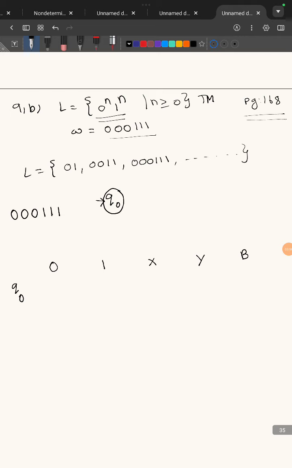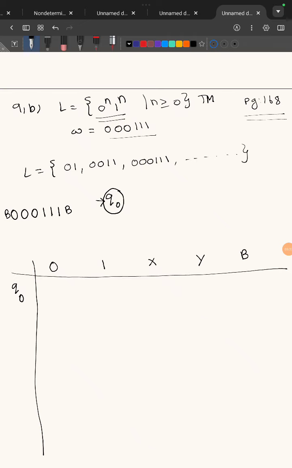After the 0 0 0 1 1 1, on both sides it will basically be blank only. So we will be including the blank symbol also in your table, such that you will be able to halt your Turing machine, which means you will be able to stop your Turing machine.